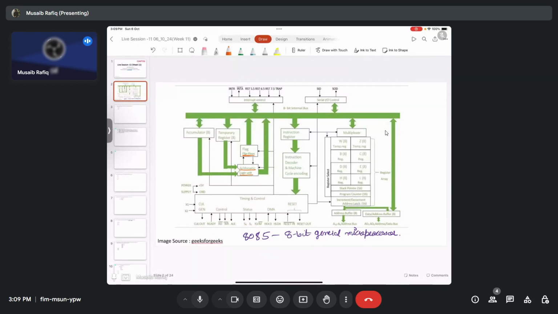After that, we have the accumulator. This accumulator is also an 8-bit register, used for input output, arithmetic and logical operations. It is connected to the arithmetic logic unit and the internal data bus. It is also termed as the heart of the microprocessor. So I'll write here: accumulator, also termed as the heart of the microprocessor.